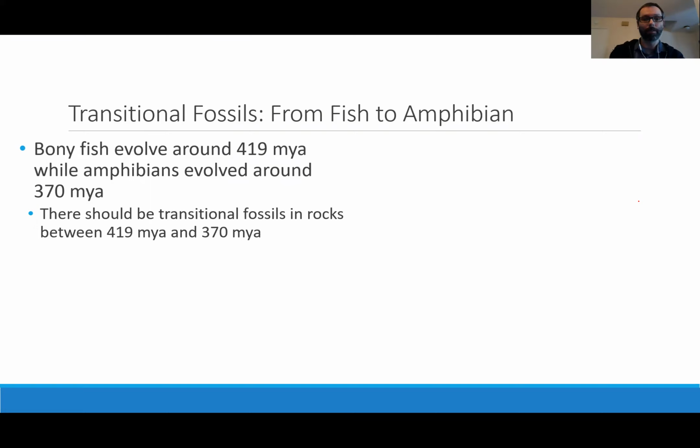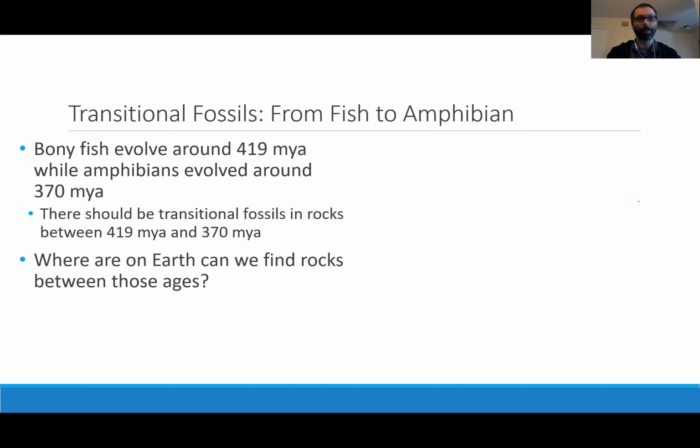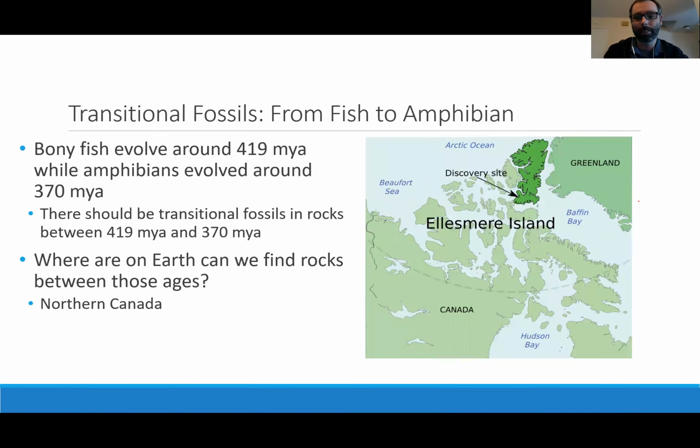And so the first thing they had to ask themselves is, where do you find rocks like that? Where are we going to get rocks that are that old? Here's where, again, I like the story because it's about how people work together. The biologists had to go find a geologist who would tell them where they could find rocks that are between these ages. And the scientists said, look here on this place called Ellesmere Island, in northern Canada.